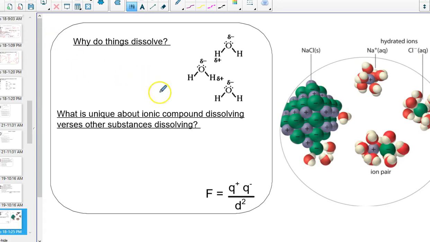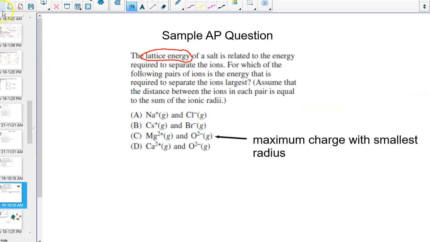Alright, why do things dissolve? Okay. First of all, anytime something dissolves, it's an attraction. Let's stop this video here just so it doesn't get too long. We've covered our first property, which is that of melting points. And we'll pick up with dissolving next.